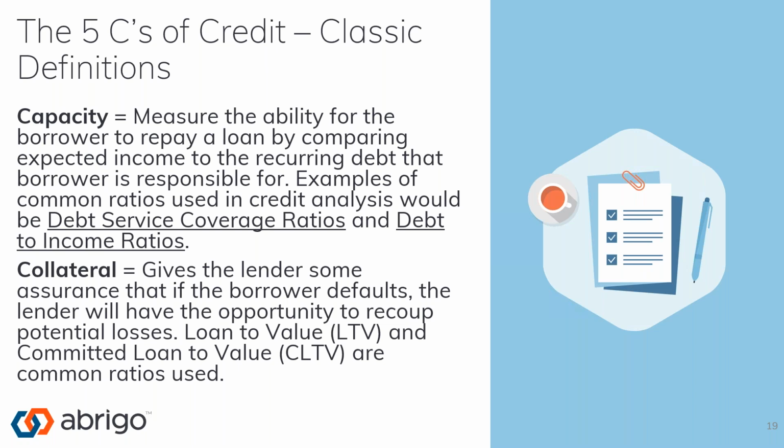And so the 5 C's of credit, the classic definitions: capacity, and this is probably, if I had to rank them 1 to 5, the most important C of the 5 C's. And this really measures the ability of the borrower to repay a loan by comparing expected income flow to the recurring debt the borrower is responsible for. And I did put a couple of the common ratios used in credit analysis that really relate to capacity.